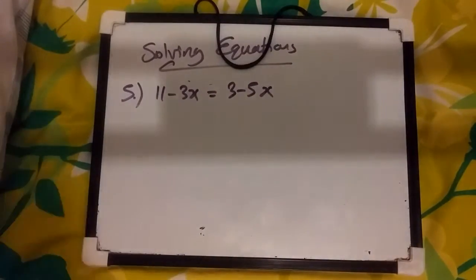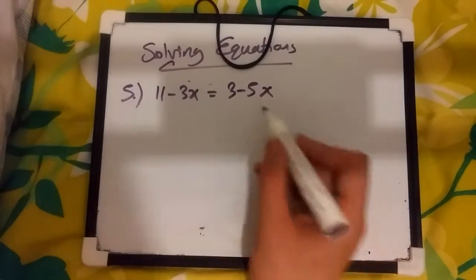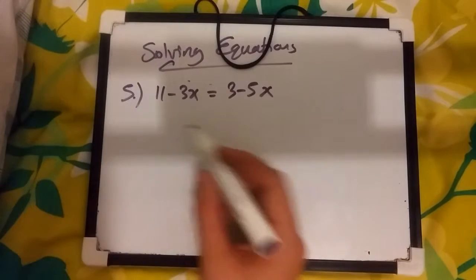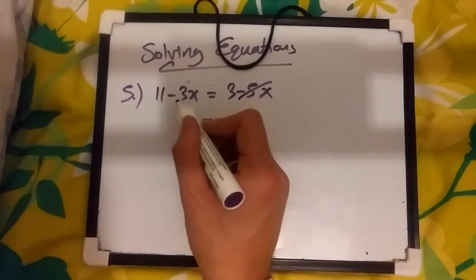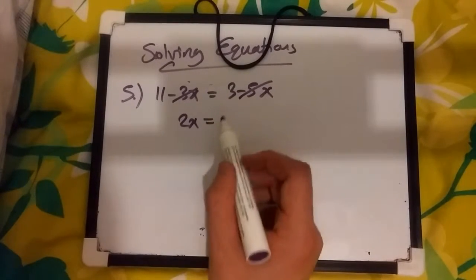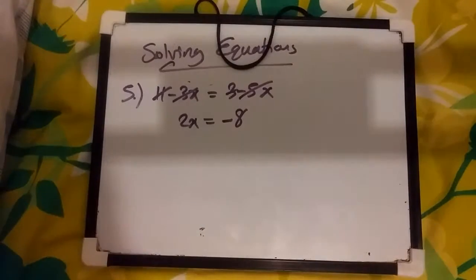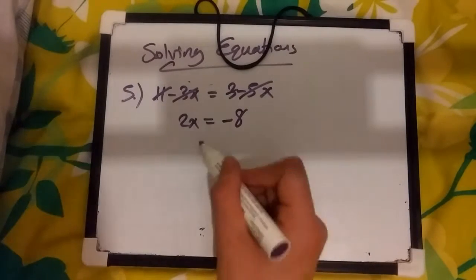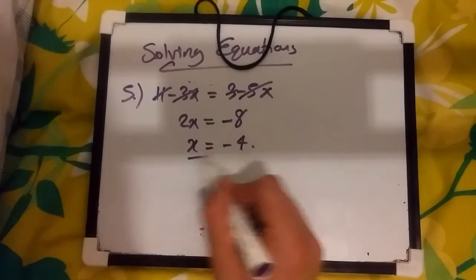Same process, guys. We want to move all the x's to the left, numbers to the right. Because it's a negative x, we're going to add 5x to both sides. Minus 3 plus 5 is plus 2x. Subtracting 11 from both sides, 3 take away 11 is minus 8. And that's it, guys. Dividing both sides by 2, using the divorce method, we get minus 4.